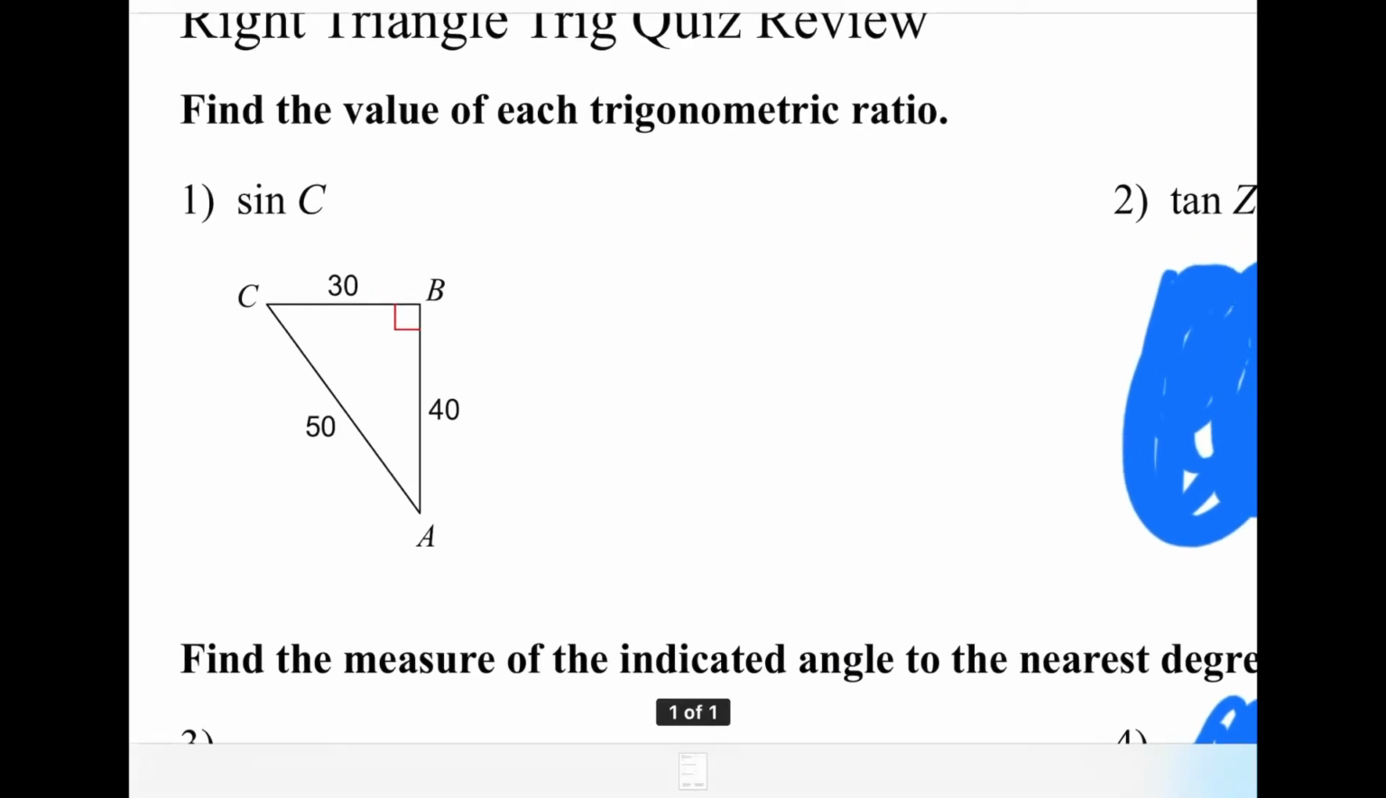So for number 1, we are told to find the value of each trig ratio. So what that means is that using our SOHCAHTOA, or the saying some old hippie caught another hippie tripping on asphalt, we're going to determine if we're looking at the opposite over hypotenuse, adjacent over hypotenuse, or opposite over adjacent. So my suggestion, until you get comfortable, is writing out your SOHCAHTOA.